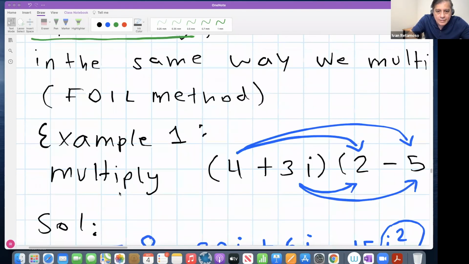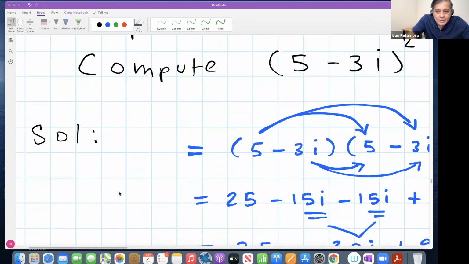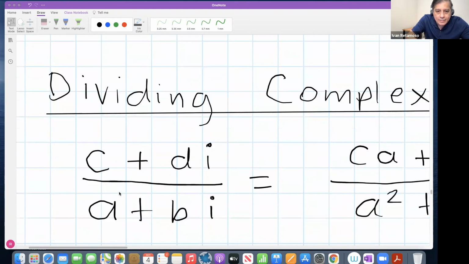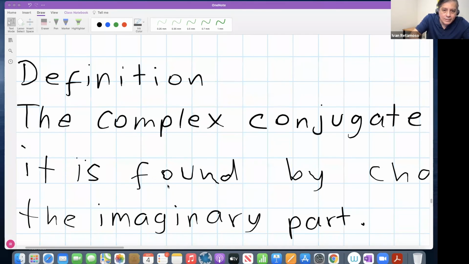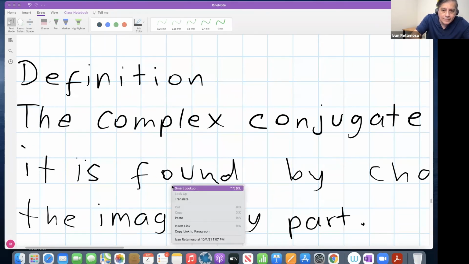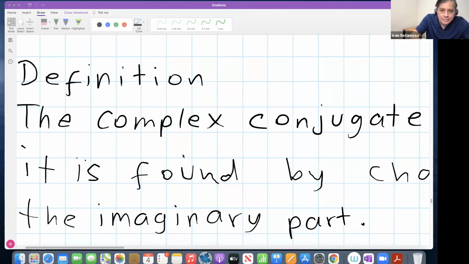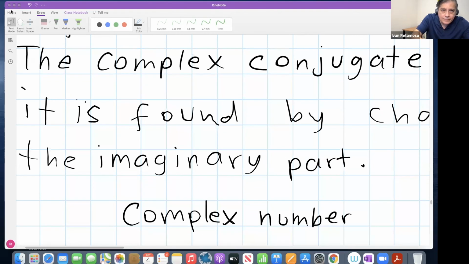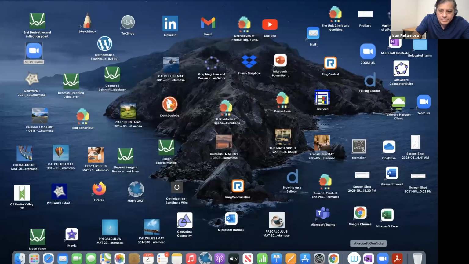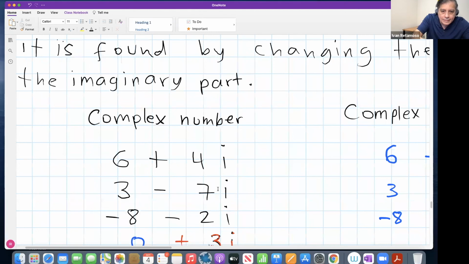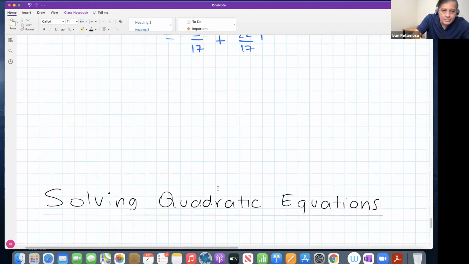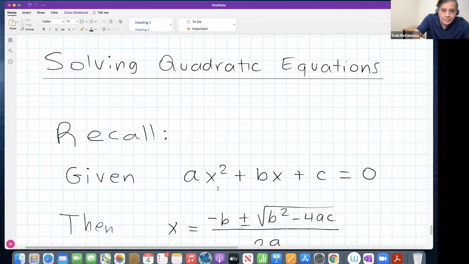Yeah, we did this. So dividing also, there are a lot of exercises that you can do at home there in the worksheet. Do that. All right, so let's go. Now let's go to using complex numbers to solve quadratic equations.